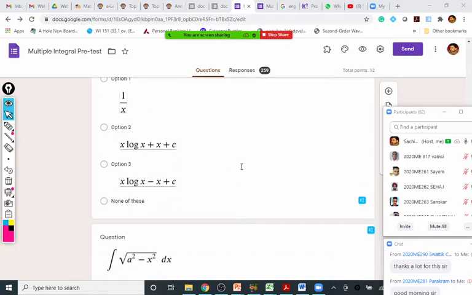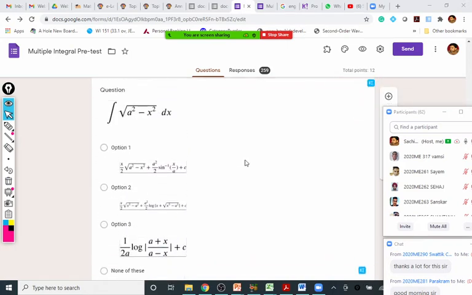So directly remember the formula, or you can derive it. So the fourth is again a formula. Option number 1. Correct. So the integral of root of a square minus x square is x by 2 root of a square minus x square plus a square by 2 sine inverse of x upon a.